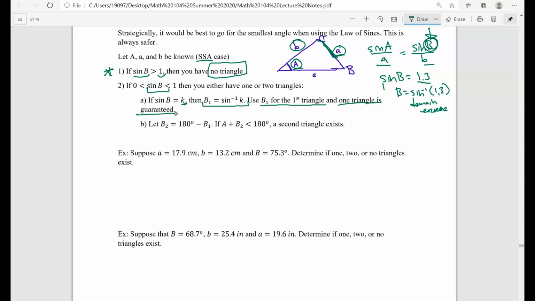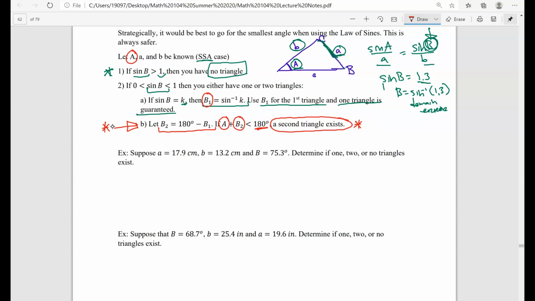Now, if you have a second triangle, this is how you're going to test it. A second triangle may not always exist. What you're going to do is take B2, which is equal to 180 minus B1. So basically, the angle that you just found, you subtract it from 180. Then you take your new B2 and add it to the angle that we know. If it's less than 180, then a second triangle exists. This takes a little bit of practice, because when you read it, you wonder what is going on, but this is basically what it is.